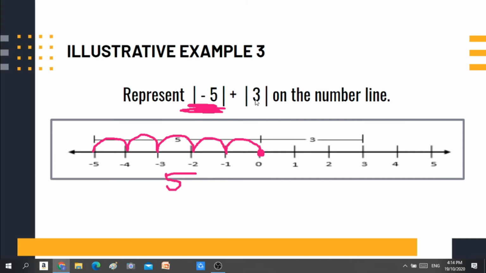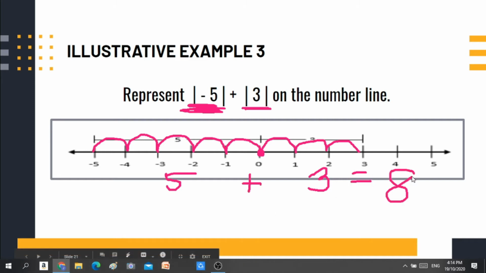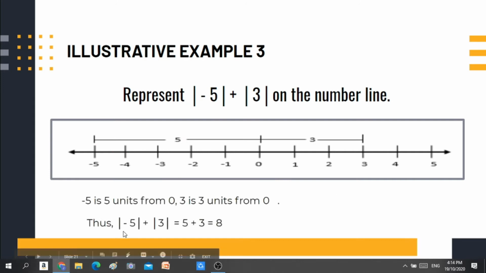Now, i-add daw natin siya sa absolute value ng 3. Meaning to say, the distance between 0 and +3. Going to +3, we have 1, 2, 3. So, we have 3 units. And if you add this together, the answer will be +8. Therefore, if we're gonna ask for the absolute value of -5 plus the absolute value of 3, tingnan natin, ang absolute value ng -5 again is +5, at ang absolute value ng +3 ay 3, meaning to say 5 plus 3, that is +8.